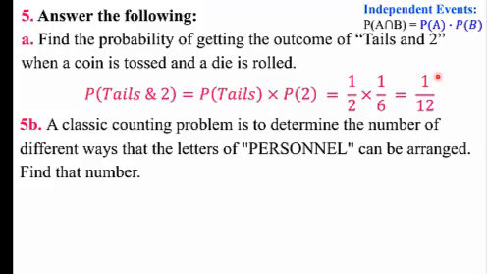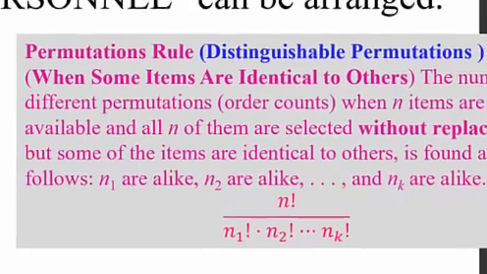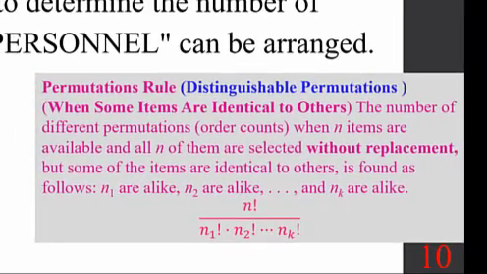A classic counting problem is to determine the number of different ways that the letters of personnel can be arranged. Find that number. Permutations rule, distinguishable permutations. When some items are identical to others, the number of different permutations, order counts, when n items are available and all n of them are selected without replacement, but some of the items are identical to others, is found as follows. N1 are alike, N2 are alike, and NK are alike.